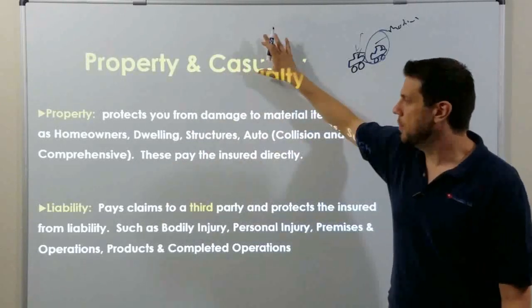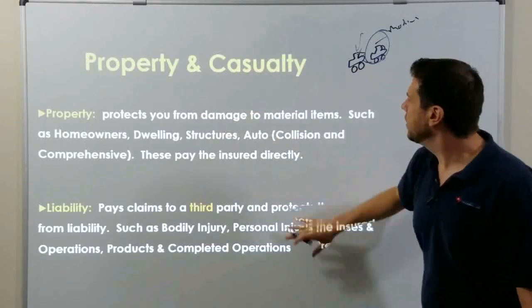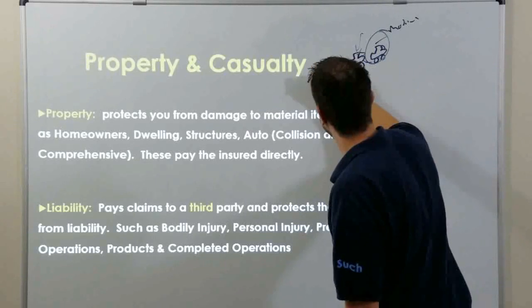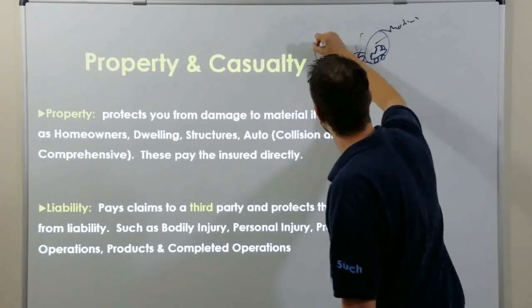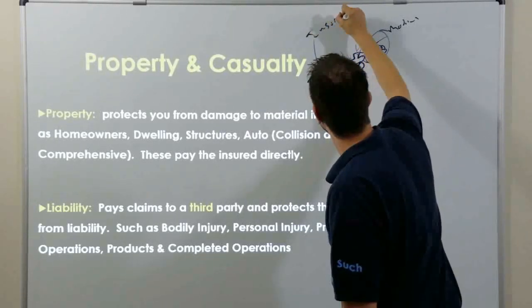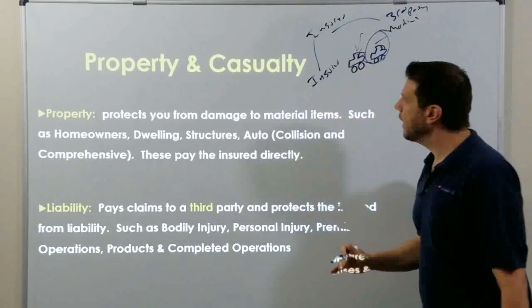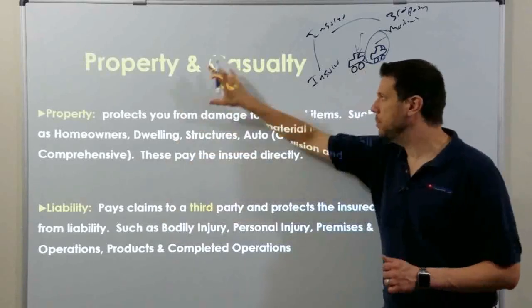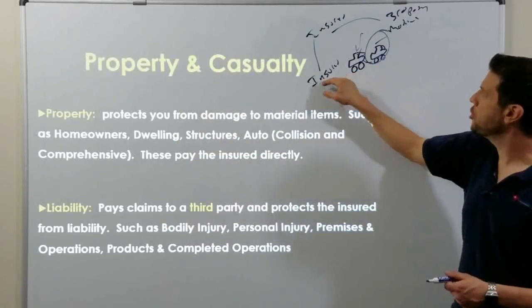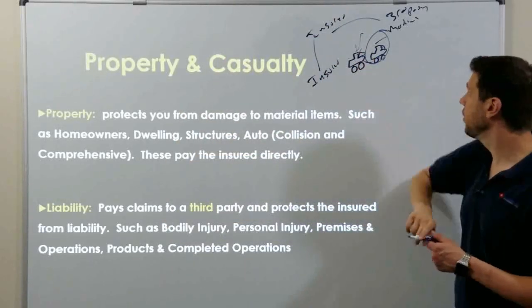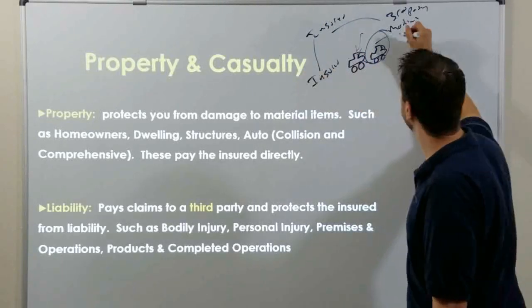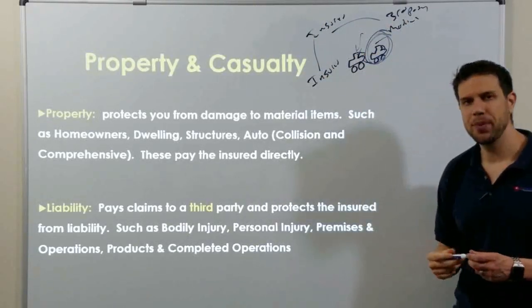Casualty insurance, this is important for your test, is a contract between two parties and pays claims to a third party. Casualty insurance, also known as liability, is a contract between the insured and the insurer, and it pays out claims to a third party who was injured.